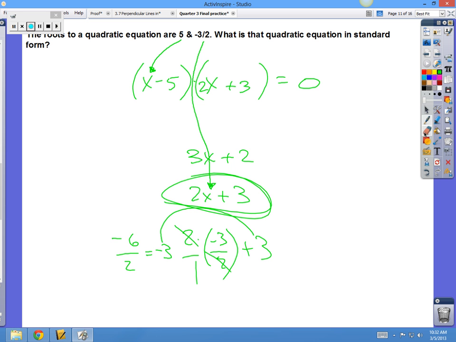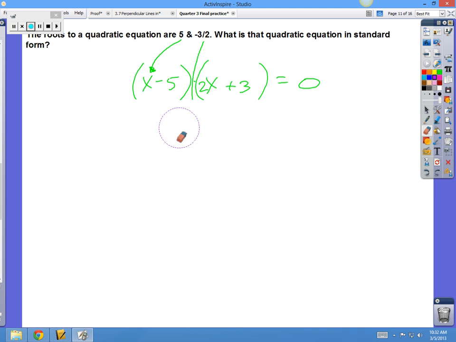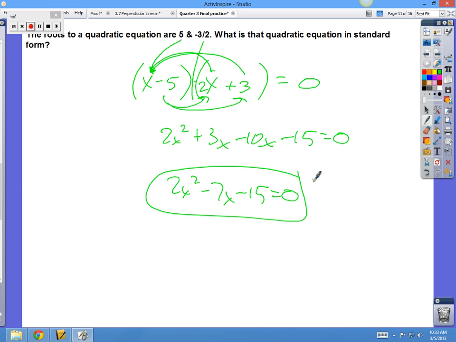But then you've got to put it in standard form, so you've got to do the distributive property. So multiply it through: x times 2x is going to be 2x squared, x times 3 is going to be 3x, and -5 times 2x is going to be -10x, -5 times 3 is -15, and then 2x squared minus 7x minus 15 is 0. Done. Standard form is ax squared plus bx plus c is 0, and you have arrived.